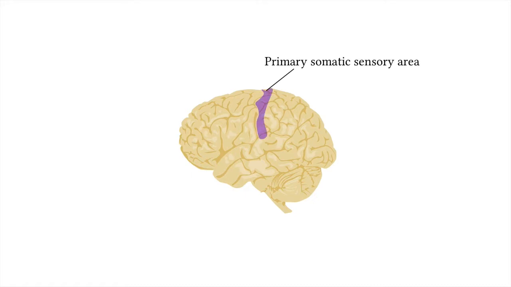The primary somatic sensory area is also called the primary somatic sensory cortex. Cortex just refers to a specific area. Somatic has to do with the whole body. So this part of the brain takes in general sensory input from all over the body.